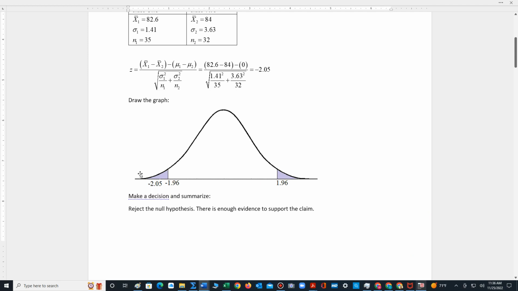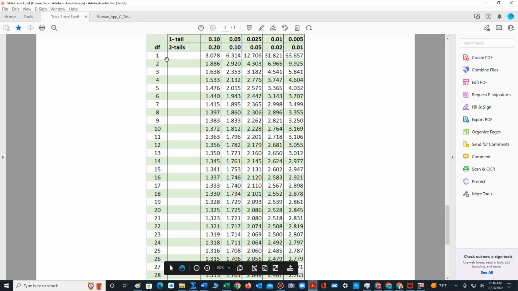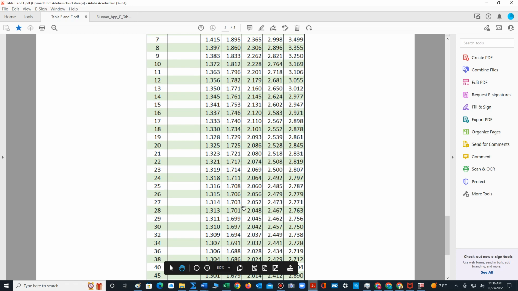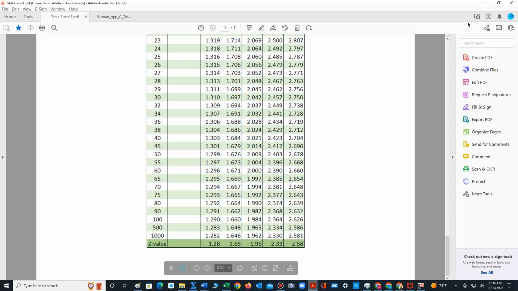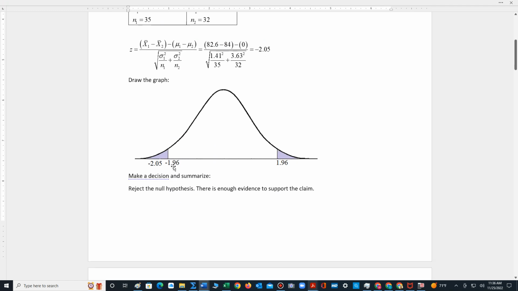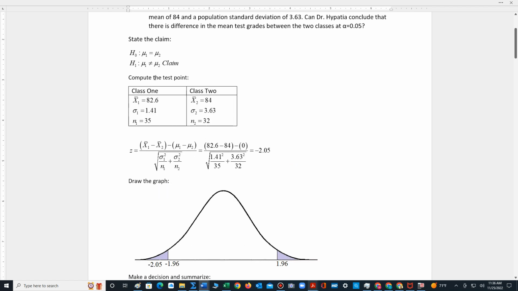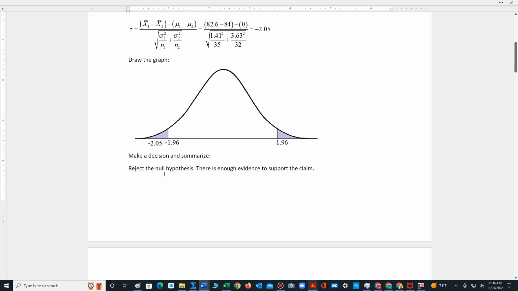This is a two-tailed z-test. So we look up the critical value in table F. Two tails, 0.05, go all the way down to the last value. We get 1.96. At the edges of the critical regions is negative 1.96, 1.96. It's a two-tailed test because we have a not equal. There's no direction. Negative 2.05 is to the left of this critical value, thus it falls in the critical region. So we reject the null hypothesis and we state that there is enough evidence to support the claim.